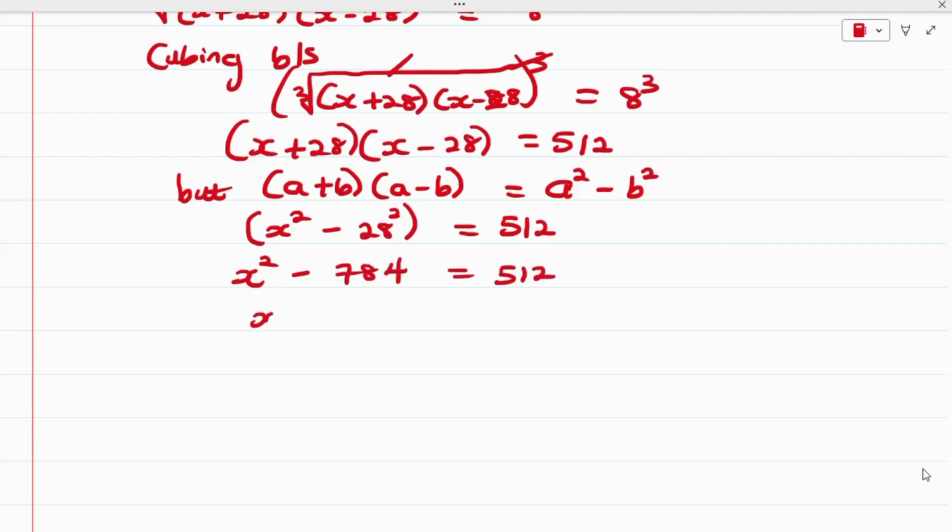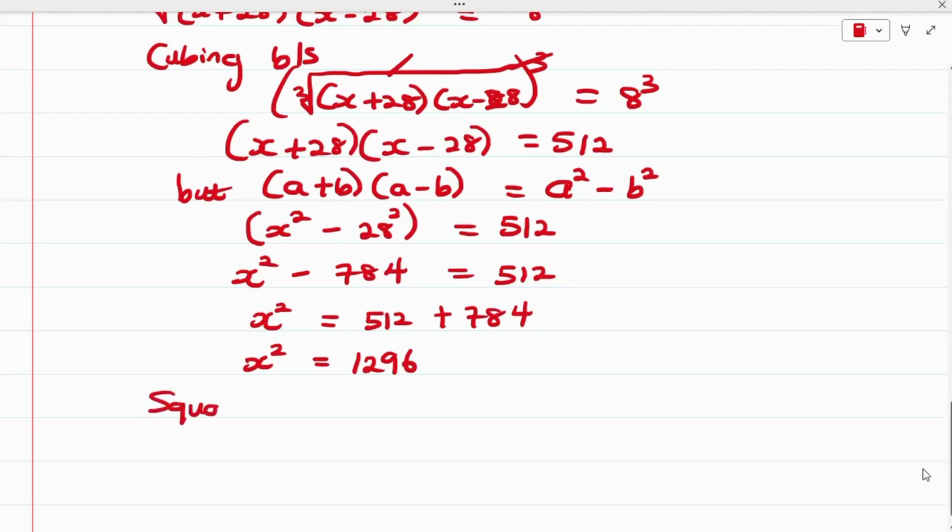So we have that x square minus 28 square is 784, and this is equal to 512. So we have x square is equal to 512 plus 784. We have that x squared is equal to 512 plus 784, which is going to give us 1296.